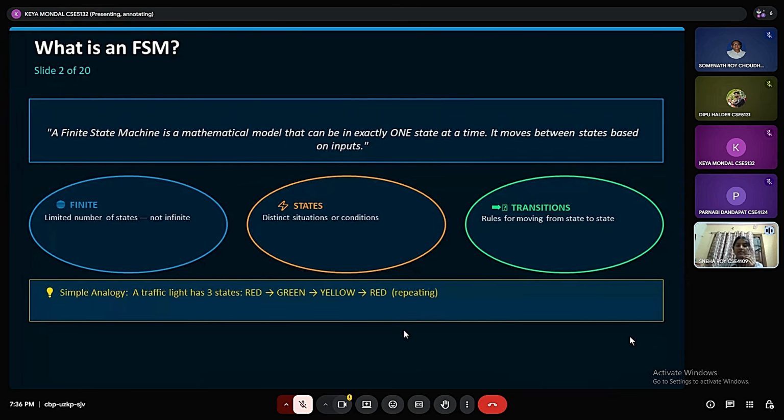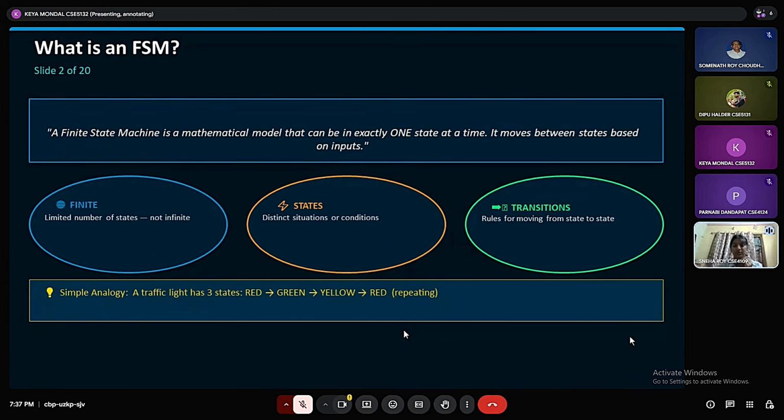Now comes the state, distinct situations or conditions. There can be transitions, and there are also rules for moving from one state to another. Simple analogy, as we can understand in the traffic signals, colors go from red to green, then yellow. Yellow means stop. So there is a transition of states. So we can also say that FSM in real life is the traffic light.